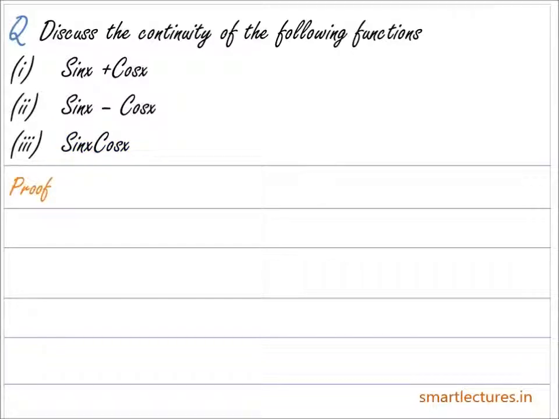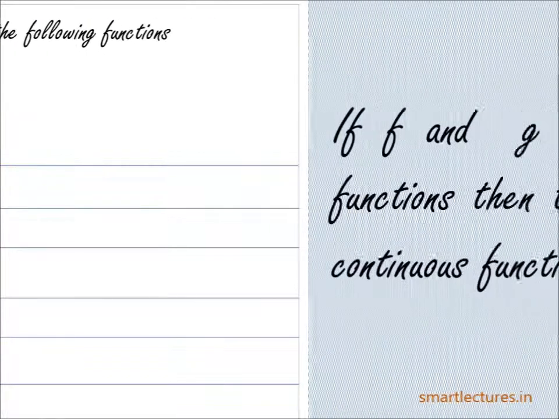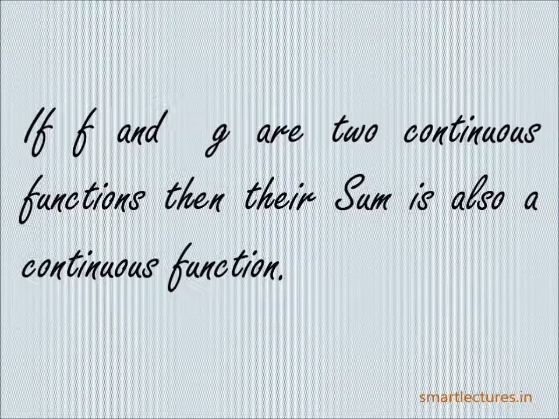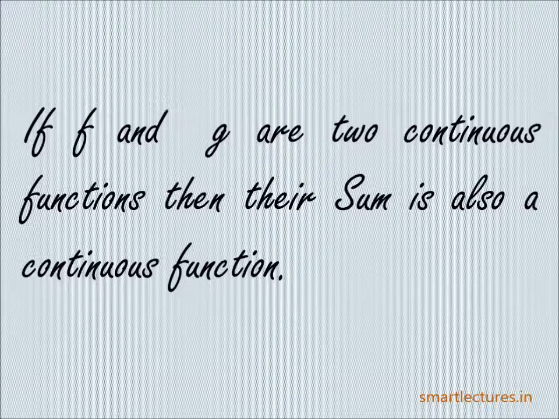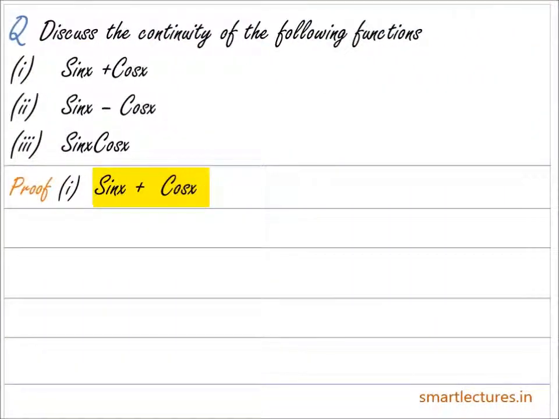Now let's solve the first part. Here f(x) = sin x + cos x. In the previous episodes, we have already proved that the functions sin x and cos x are continuous functions. And you already know that if f and g are two continuous functions, then their sum f + g is also a continuous function. So that means the function sin x + cos x is also a continuous function.